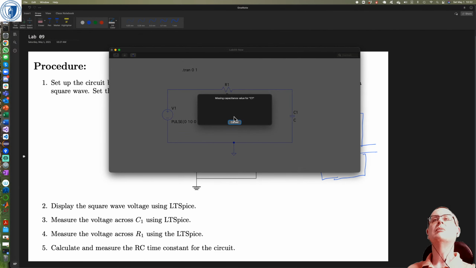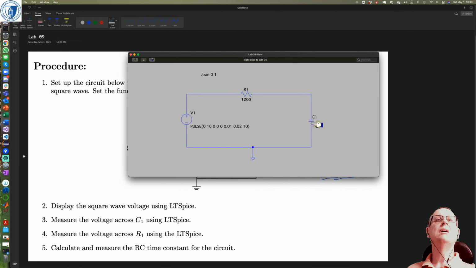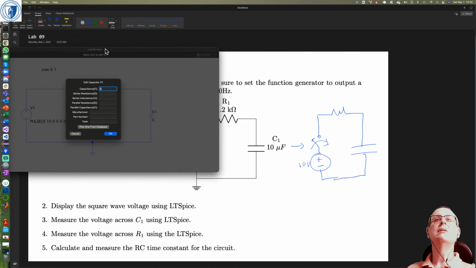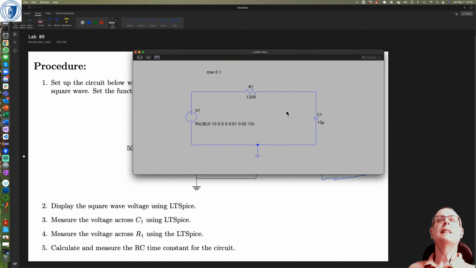I've got to give some values. Okay, so what did I want for my values? I wanted 1.2k and 10 microfarads. So let's go 1200, and what was it? 10 microfarads, so 10u. There we go. So now let's have a look at the voltage across the capacitor.